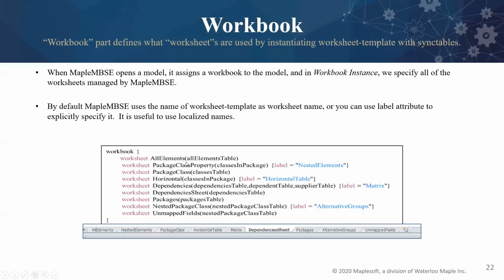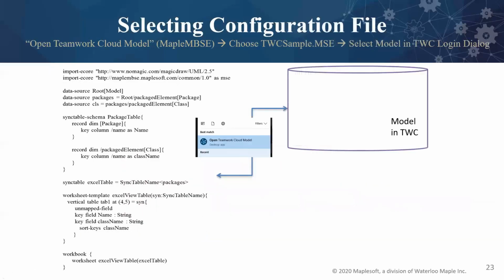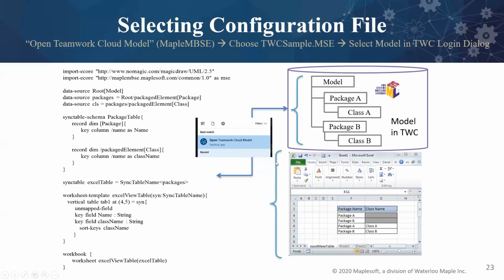So this is by default. In case the user wants to provide a label or name for a worksheet, you can use, within brackets, label is equal to, within quotes, the name of the worksheet. By this way, MapleMBC will create a worksheet called nested elements and add information of that worksheet template. In case this is not provided, it will use the worksheet name to create the worksheet in Excel. And finally, once you create the configuration file, you can double click on the file and connect to the model, and you are going to get the output of this result.